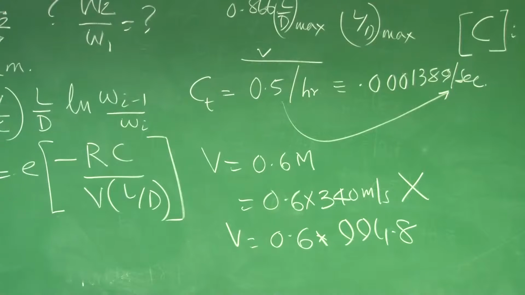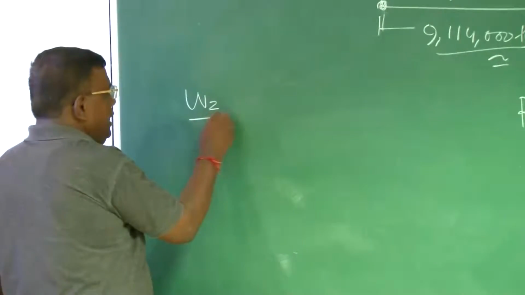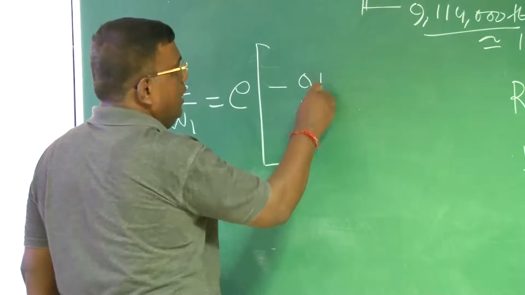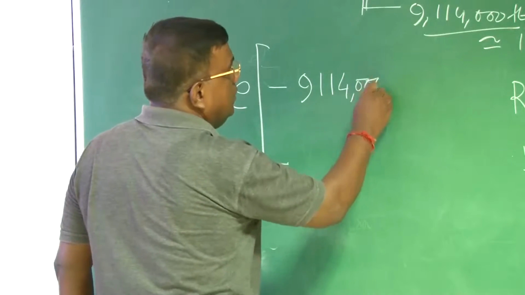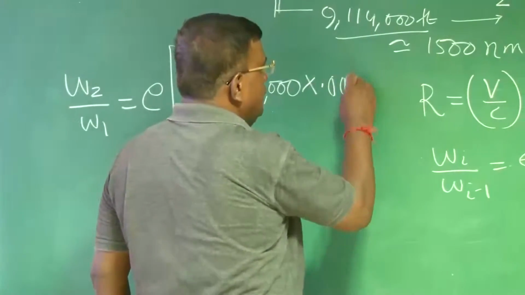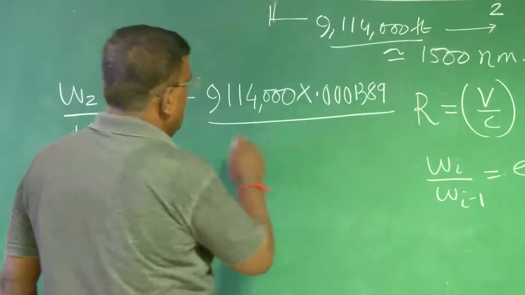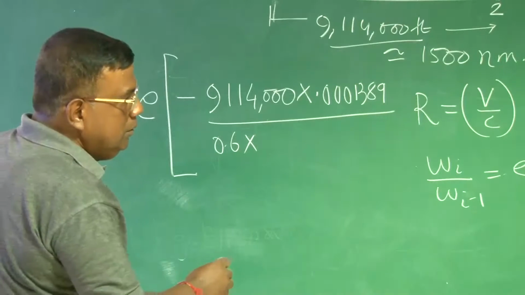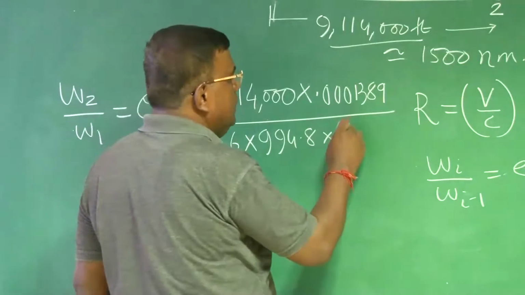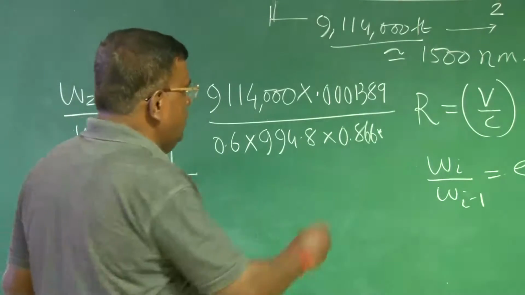So now everything I know, so I just have to put these numbers here. Now this W2 by W1 will be equal to exponential minus R, that means minus 911,400,000 into C. C we know it is 0.0001389 divided by V, that is 0.6 into 994.8, into L by D. L by D, you know, is 0.866 into L by D max. Let us take L by D max as 16.